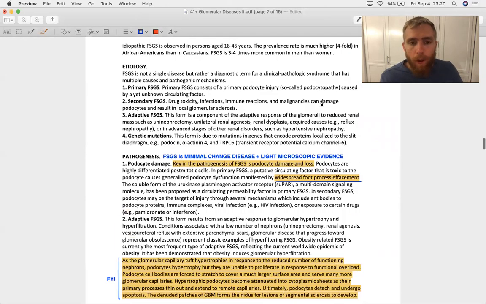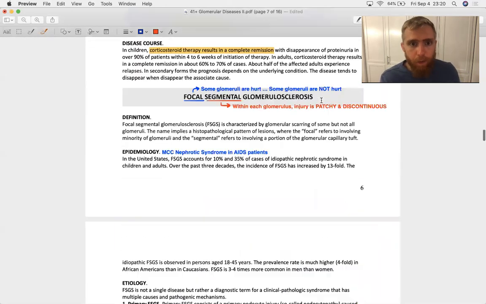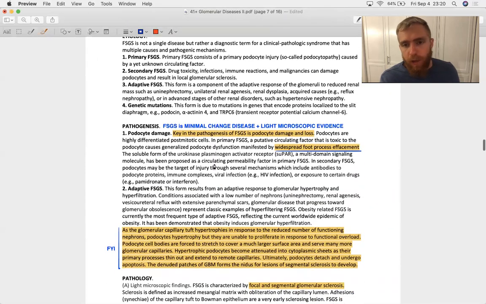And so I would summarize this by saying that focal segmental glomerulosclerosis is going to present identically to minimal change disease with the nephrotic syndrome and the podocyte effacement. You just have a different light microscopic perspective.